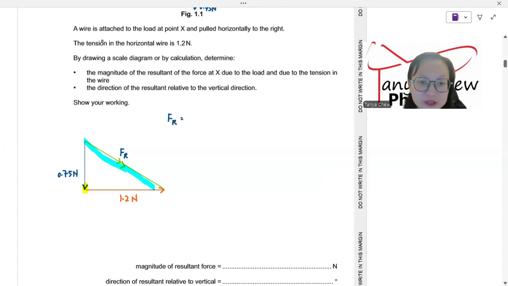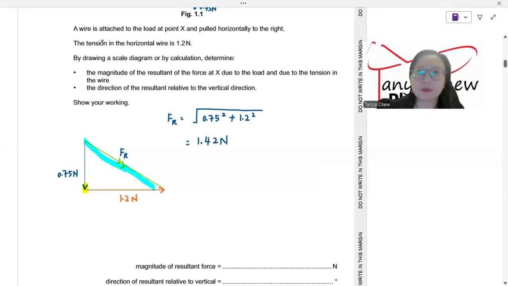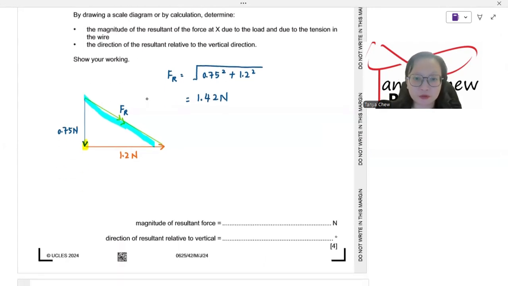Resultant force is equal to square root of 0.75 square plus 1.2 square. Let your calculator solve it. And I got 1.42 Newton, three significant figures, remember? So the magnitude of my resultant force is 1.42 Newton. And I'm done with that.